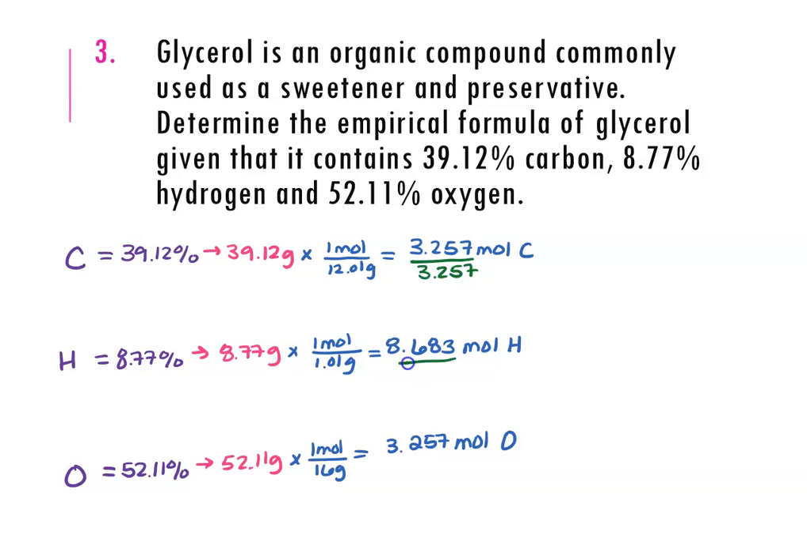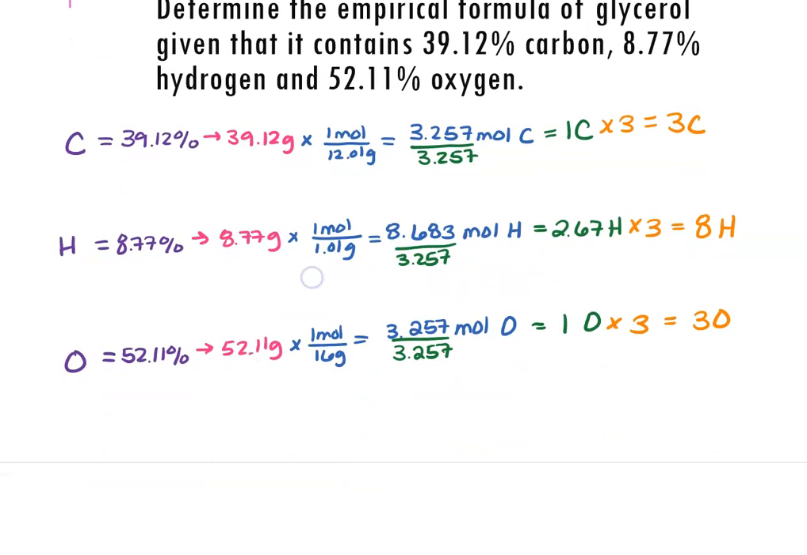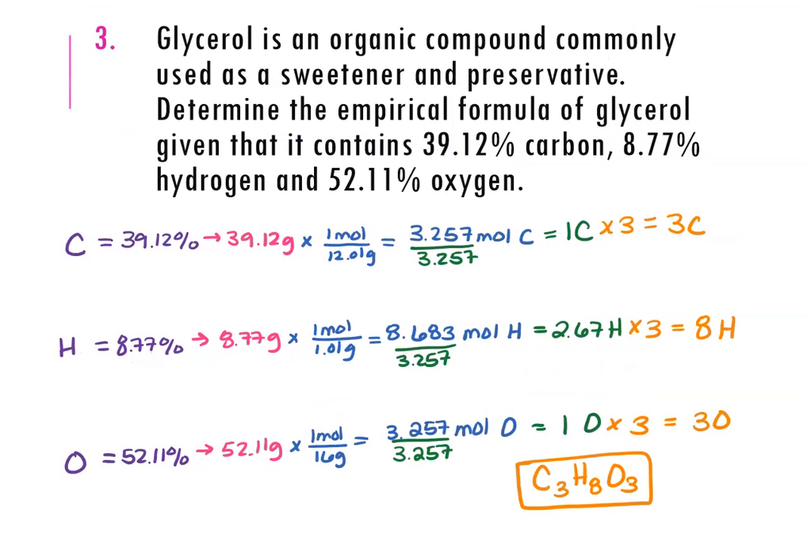So I'm going to divide everything by 3.257. When I do this, I get 1 carbon, 2.67 hydrogen, and 1 oxygen. Here again, I do not have all whole numbers. I have this 0.67 decimal. 0.67 is 2/3, so I can multiply all of this by 3 to get a whole number. So 3 times 1 is 3 carbon, 2.67 times 3 is 8 hydrogen, and 1 times 3 is 3 oxygen. So I get C3H8O3. Excellent. All right, let's continue on.